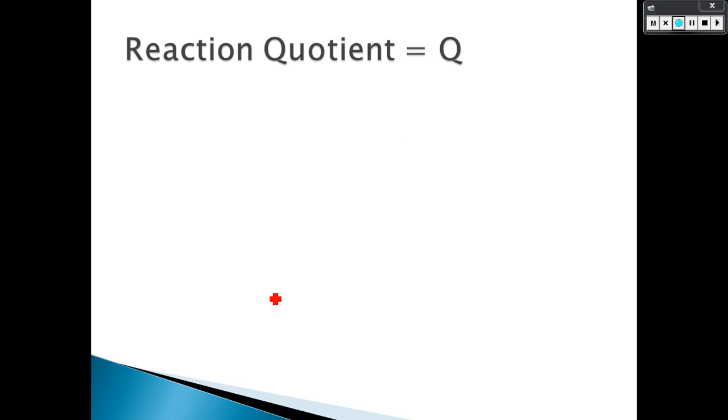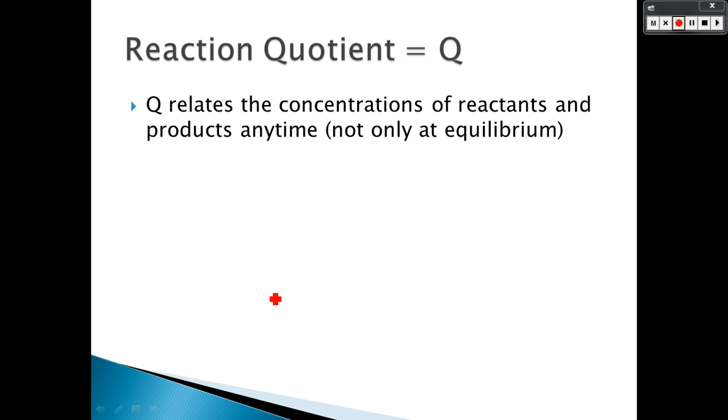So now let's look at the reaction quotient, which is Q. And this, as I said, is not in your book, but it is part of the National Science Standards. So we want to make sure that you understand what's going on here. Q relates the concentrations of the reactants and products anytime, whether it's at equilibrium or not.